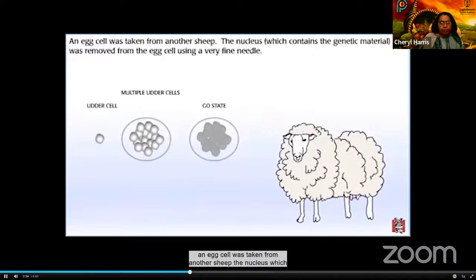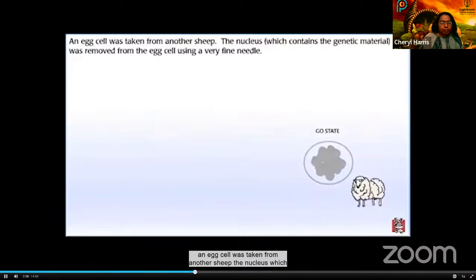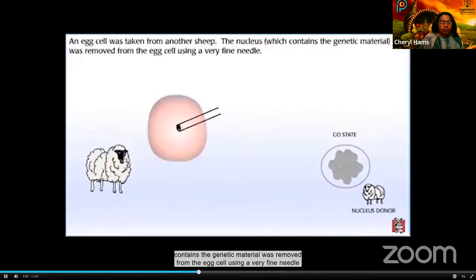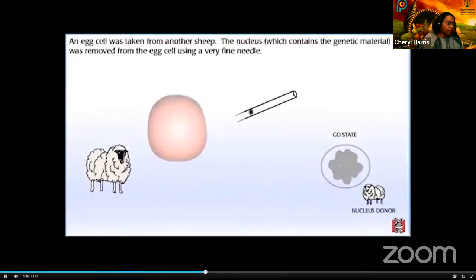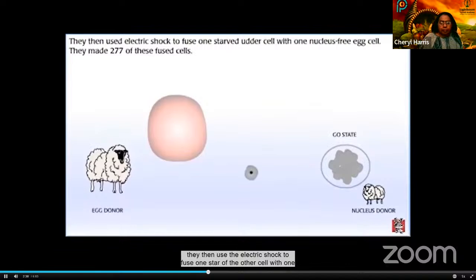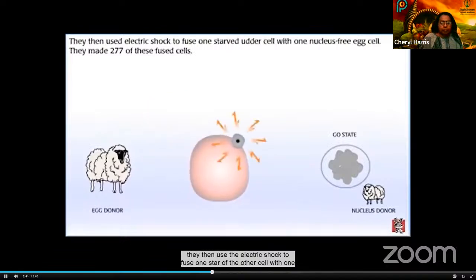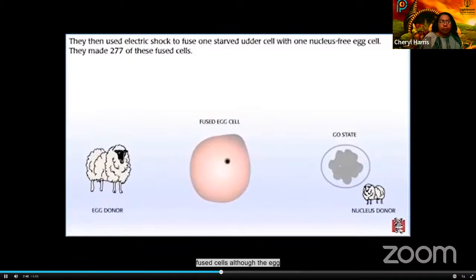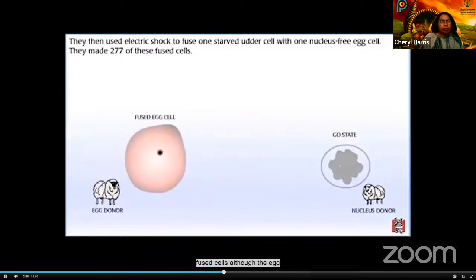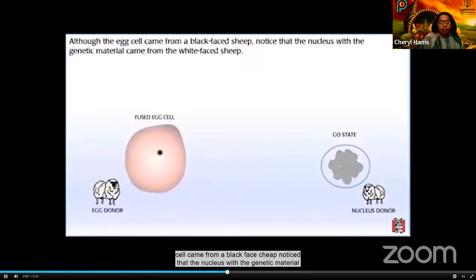An egg cell was taken from another sheep. The nucleus, which contains the genetic material, was removed from the egg cell using a very fine needle. They then used electric shock to fuse one starved udder cell with one nucleus-free egg cell. They made 277 of these fused cells. Although the egg cell came from a black-faced sheep, notice that the nucleus with the genetic material came from the white-faced sheep.